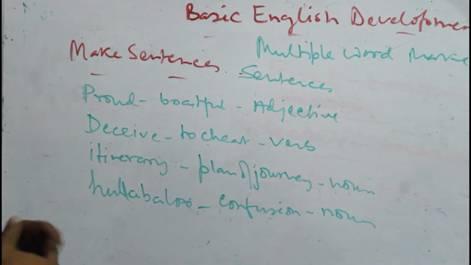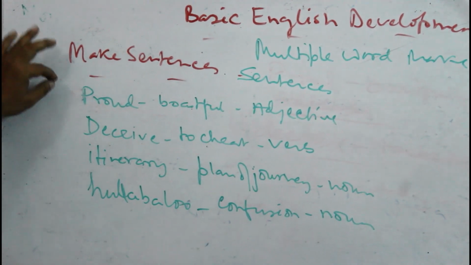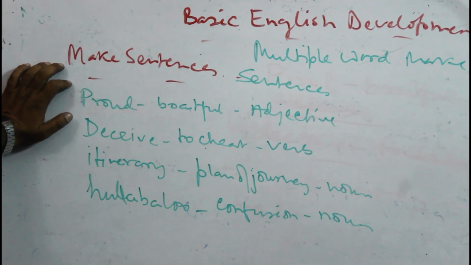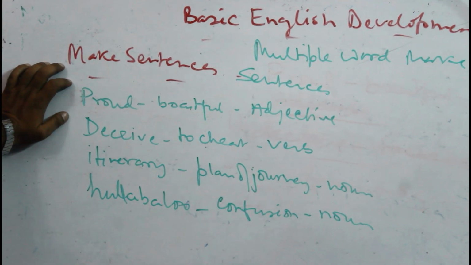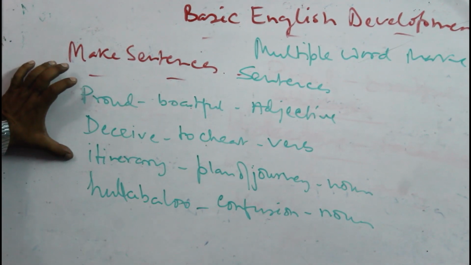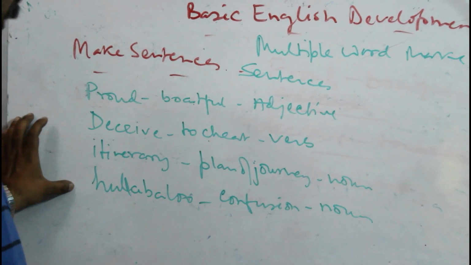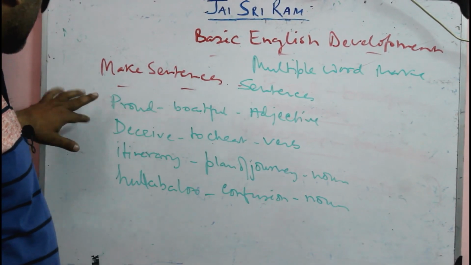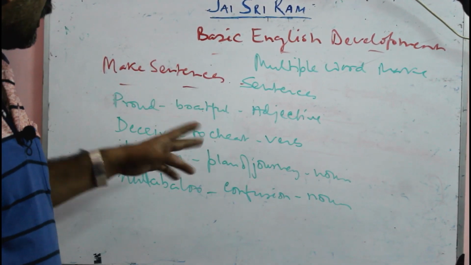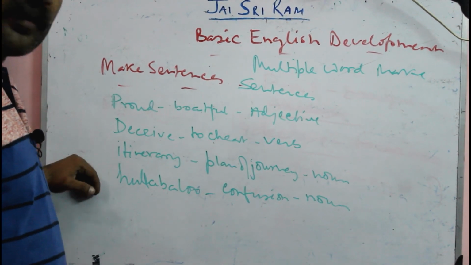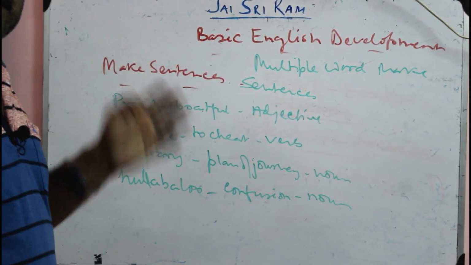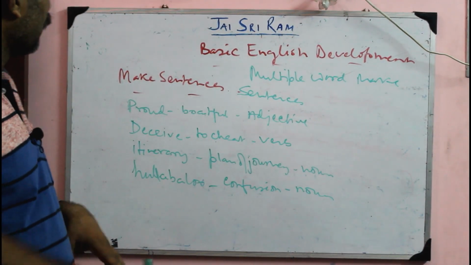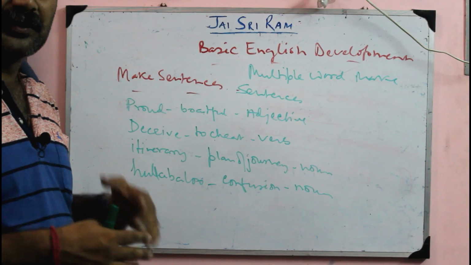Now if you see, we have got four words. In single word make sentences, what we would be doing is that we would take up proud and make a sentence with it, then take up deceive and make a sentence with it, then take up itinerary, and then hulla baloo, and make a sentence with each. In double word make sentences, we would take up proud and deceive and make a sentence with these two words. Itinerary and hulla baloo, we would make a sentence with these words. But in multiple word make sentences, that is the last stage, we can use all the four words to make a sentence or a simple story.